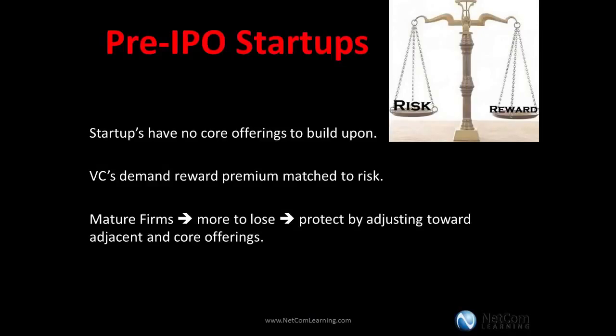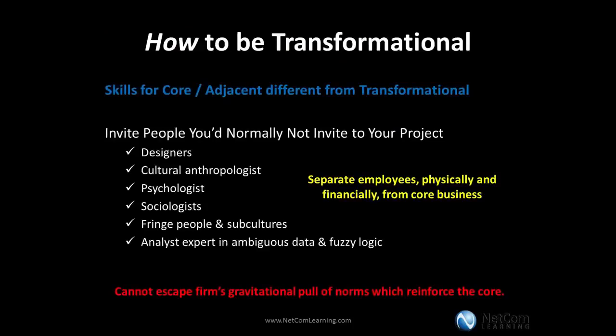So again, quick review: startups have no core offerings to build upon, so they will be leaning more towards transformational innovation. And of course, a venture capitalist will only give money to a startup if the reward premium matches the risk. So startups are going to lean heavily to transformational, and as that startup matures into an S&P 500 firm, they become more mature, with more to lose, so these companies will want to protect themselves more by readjusting their R&D budget more towards adjacent and core innovation.